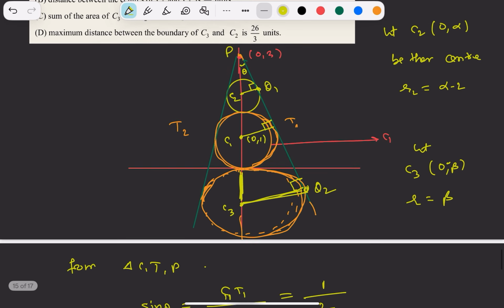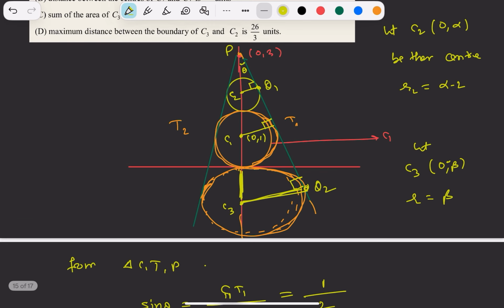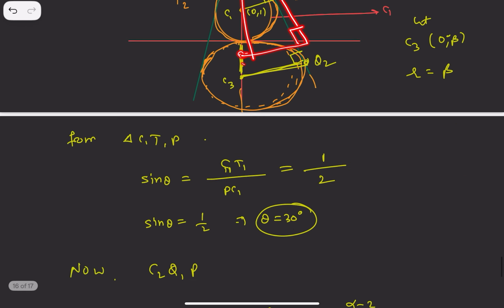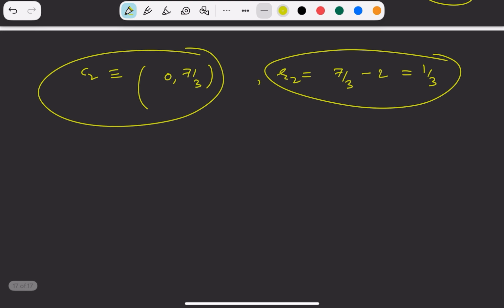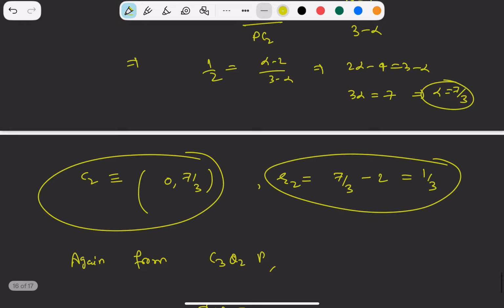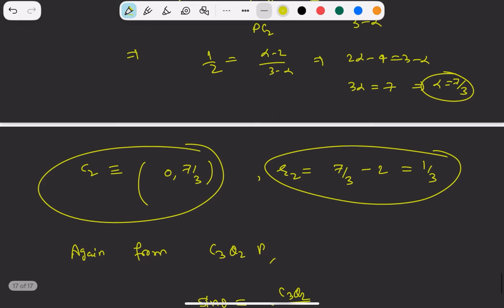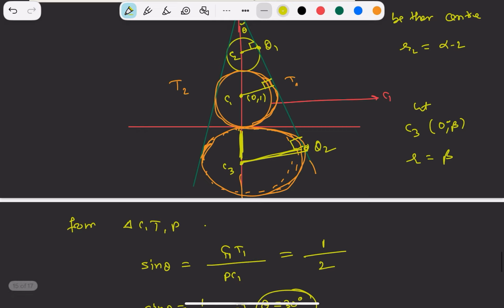So let's do it here. Again, what triangle will I take? I will take the triangle from C3, that is C3 Q2 P. This is the triangle we are going to take here. Again, from C3 Q2 P, I can write sin theta equals opposite, which will be C3 Q2, upon PC3. Now the question is, what is C3 Q2?